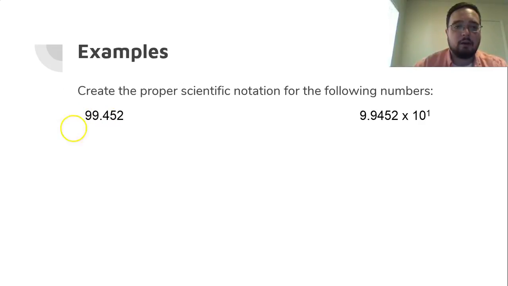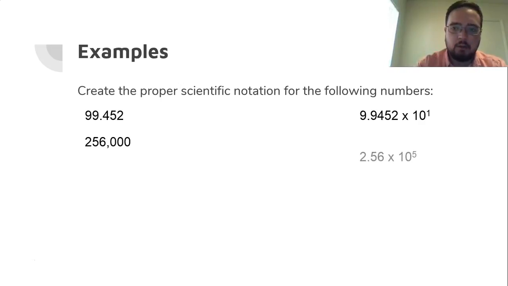So I go 1 space, and then I get 9.9452. Since I only had to move it 1 space to the left, it goes 10 to the first. Okay. Next one, similar one, so take a second and see if you can determine that.